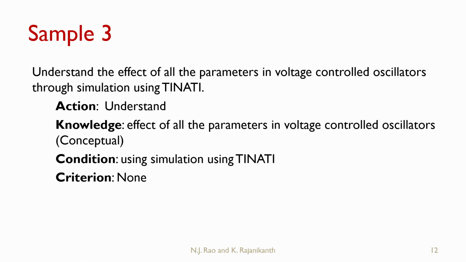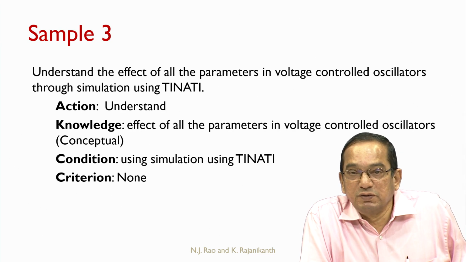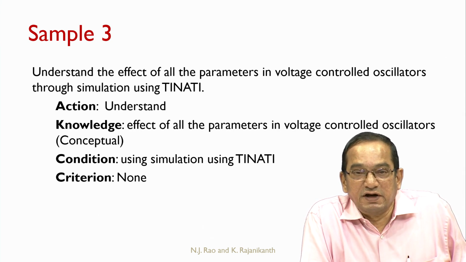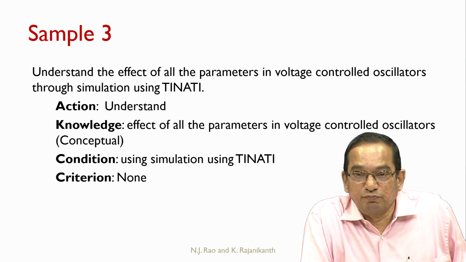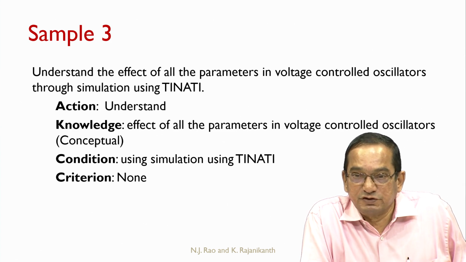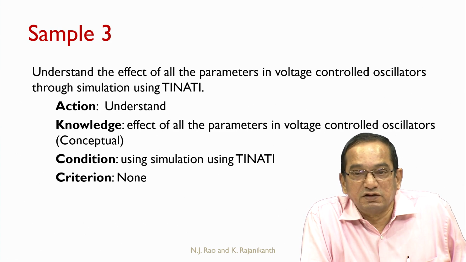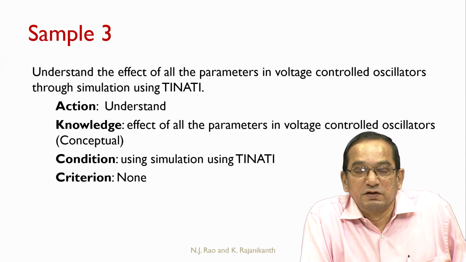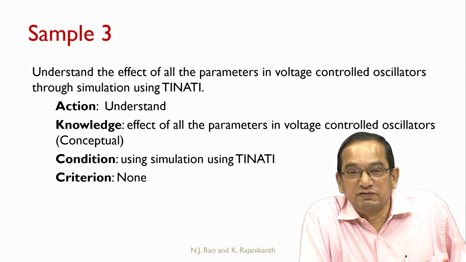Sample 3: understand the effect of all the parameters in voltage controlled oscillators through simulation using TINA-TI. Again, the action is understand. So, now the cognitive level is understand. Understand has 7 cognitive sub-processes we noted. One could use one of the sub-processes if one prefers to use that specific sub-process. Otherwise, one could also use understand. Revised Bloom's taxonomy permits the use of the word understand. So, the action is at the cognitive level of understand.